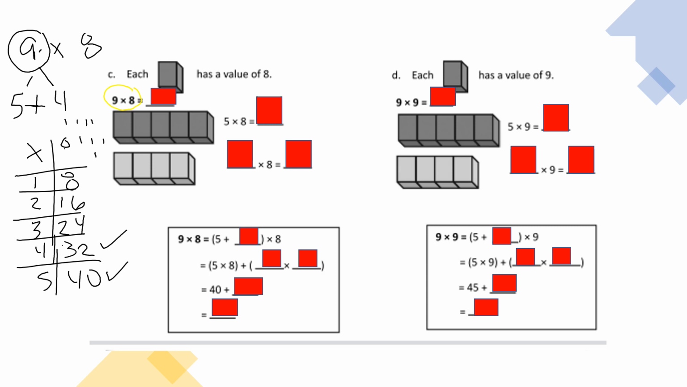First, we're looking at the equation for the dark gray units right here. All right, and we've just filled in the blank next to 5 times 8, which according to our ratio table is 40.